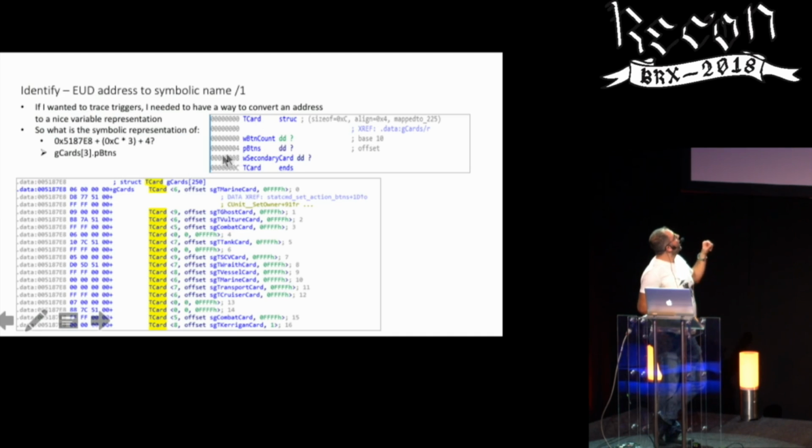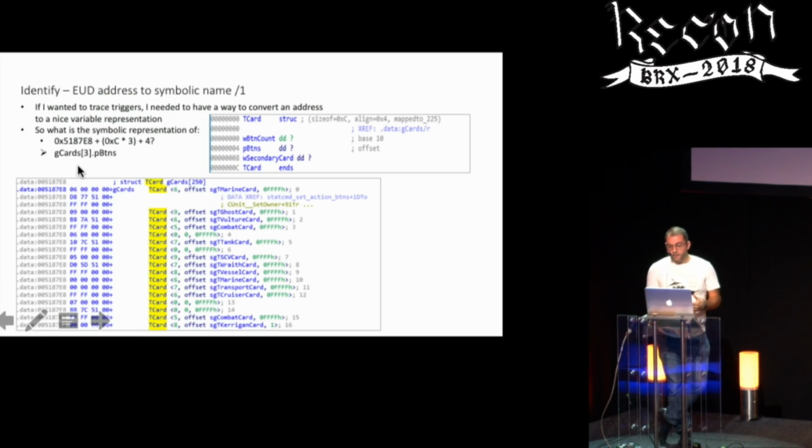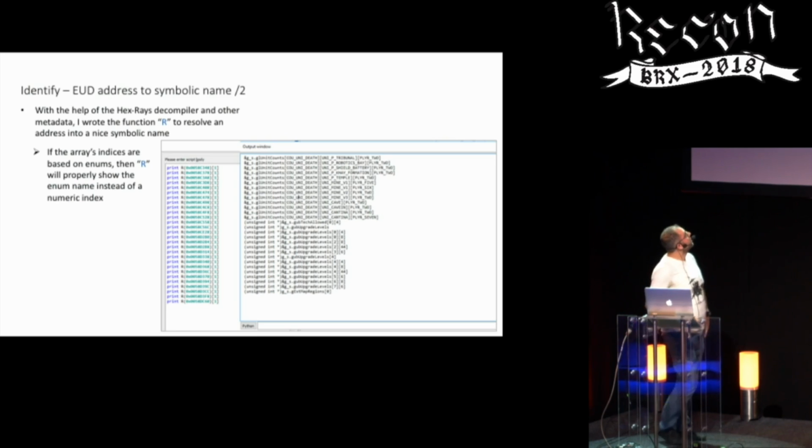So I needed a way, given this address, to tell me that these are the expressions they needed. And once I see that, I understand, oh okay, they're trying to change the pointer to the buttons, for example, and whatnot. I took it a step further to understand more, so I wrote a function using the decompiler and some metadata from the sources, such that if I ask it for an address, it can display the address.